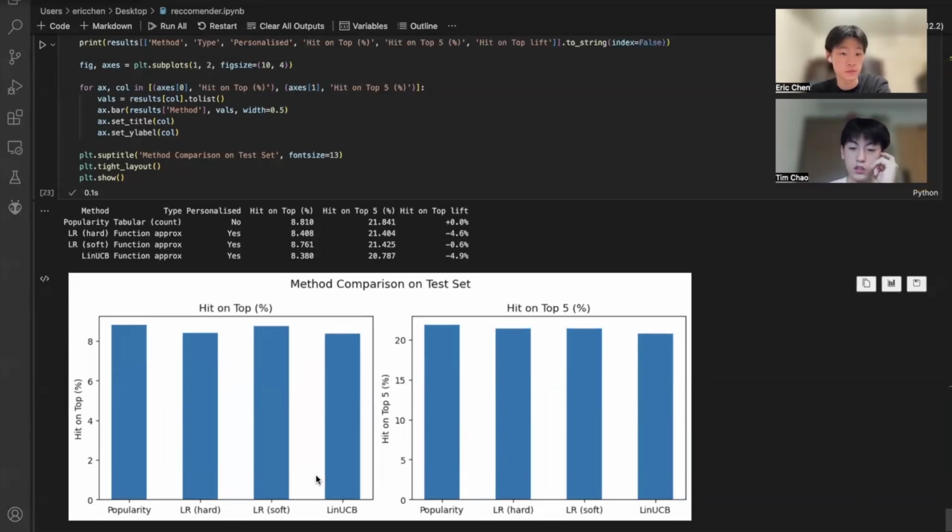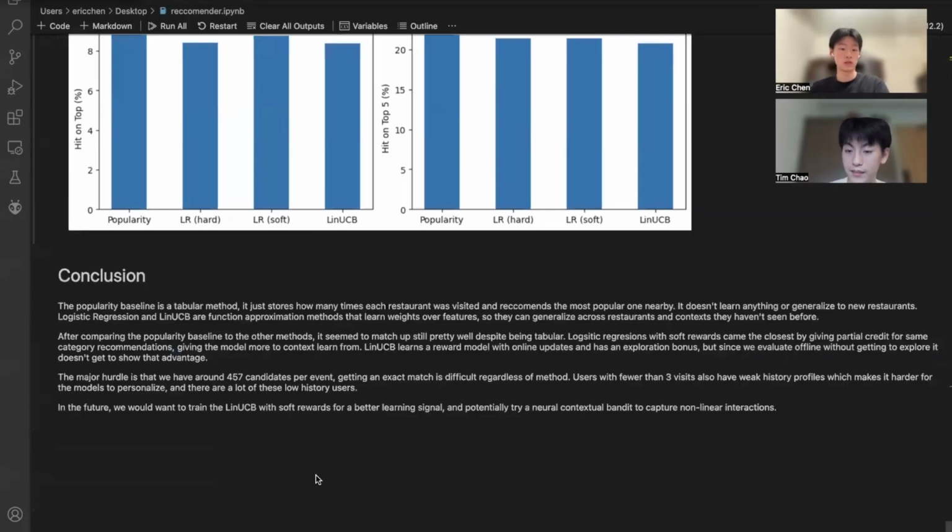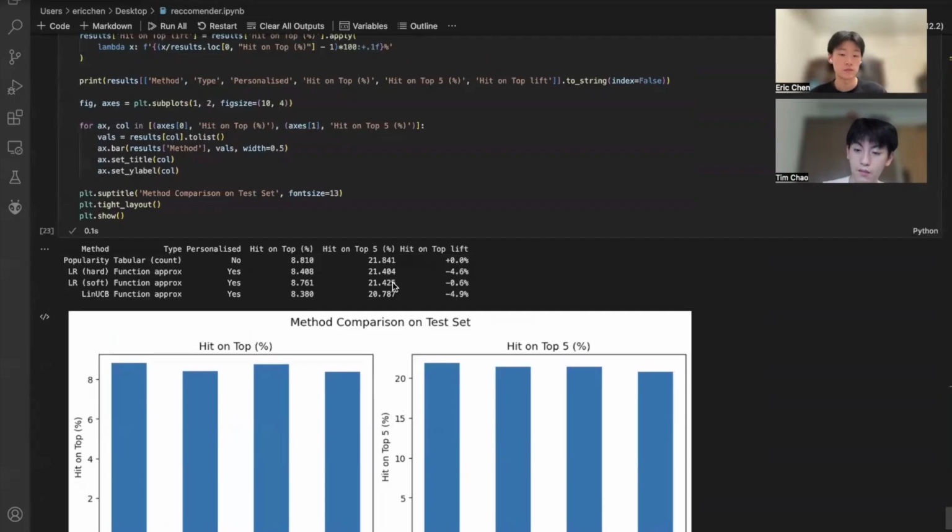Three major challenges caused this. First, massive candidate sets. With 547 options on average, it's extremely hard for any model to pick the exact right spot. Second, sparse user histories. Many users had fewer than three visits, leaving models with mostly zeros to learn from. Third, LinUCB lost its main advantage because the exploration bonus only pays off in a live system. Ultimately, popularity is a very strong baseline. While our other models learn meaningful patterns, the offline setting masked their true potential.